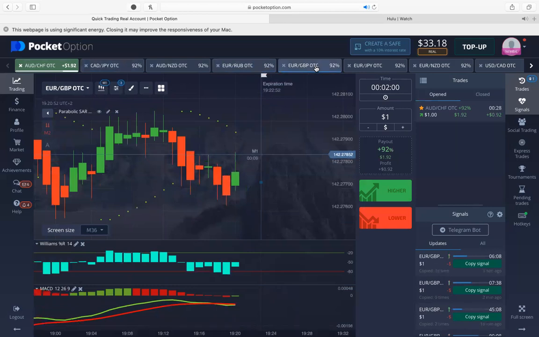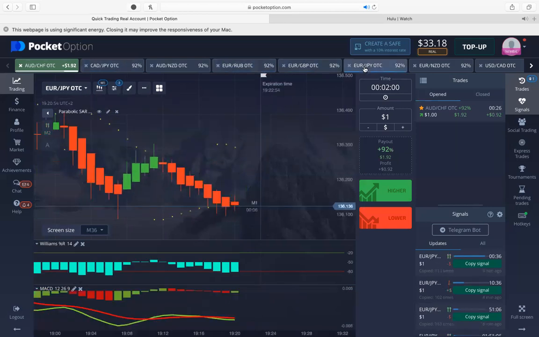I don't see any new flips yet. We have one here, but I'm not going to enter it, and I'm going to explain why. We have a PSAR flip here, and there's plenty of space, which is definitely indicating that this is a sale.